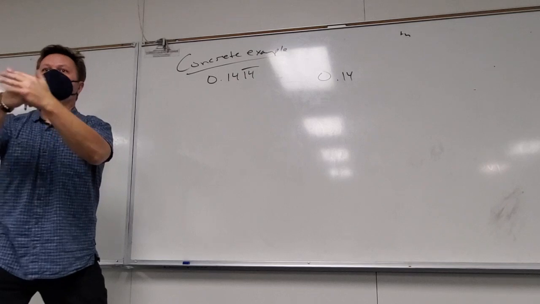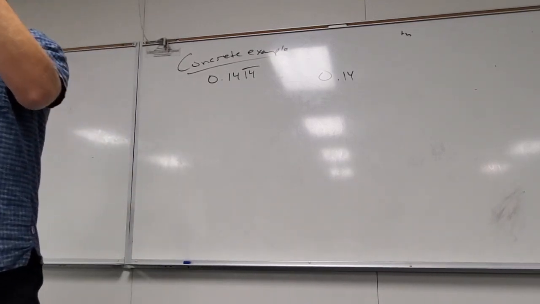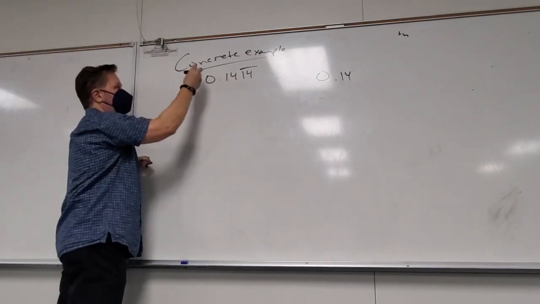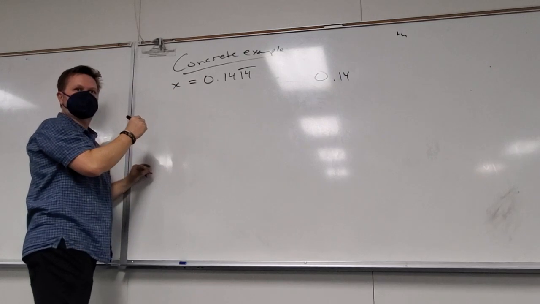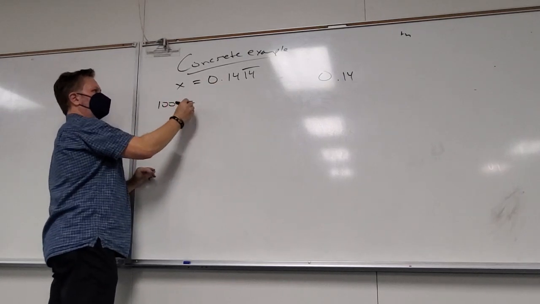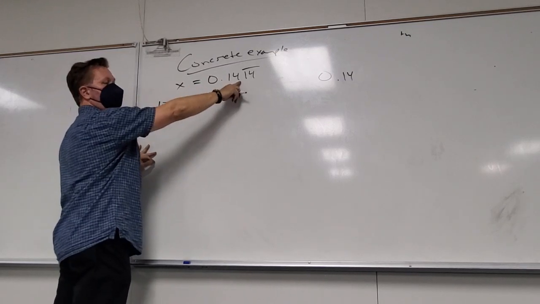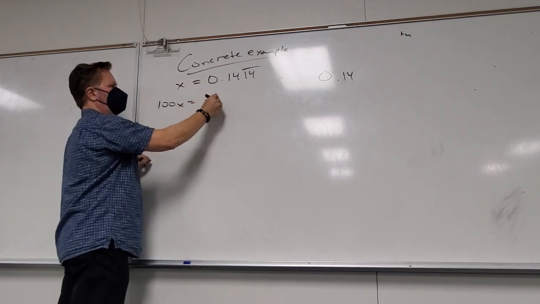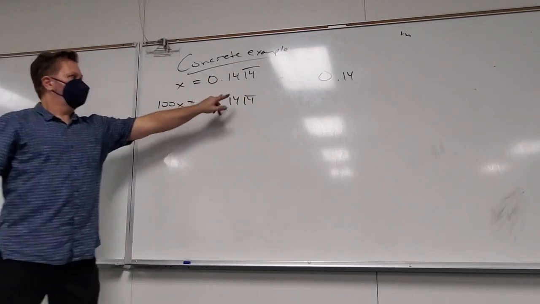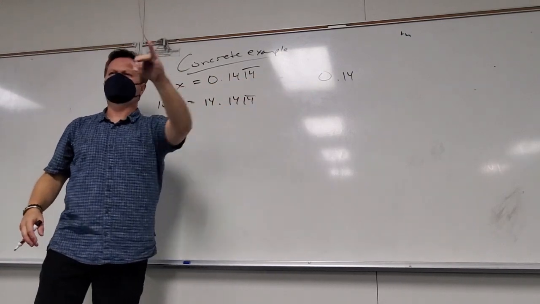So here's what we do. What do we do in algebra when we don't know what something is? We call it x, right? Do I know what the fractional representation of this is? No, so I'm going to call it x. If I multiply this by 100, what do I get? 14.1414 forever, yes? I moved it over, but aren't there still the same number of 14s over there? Infinity is weird.